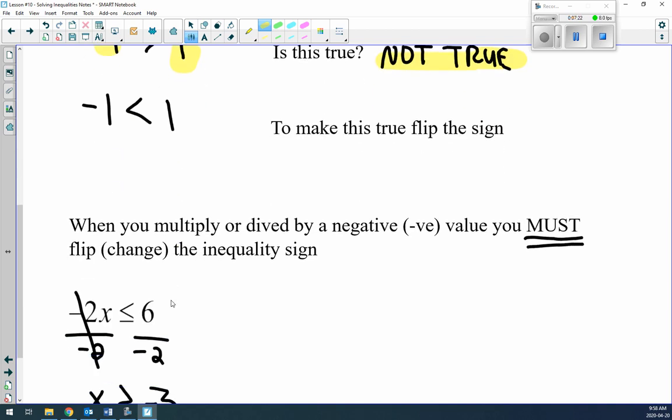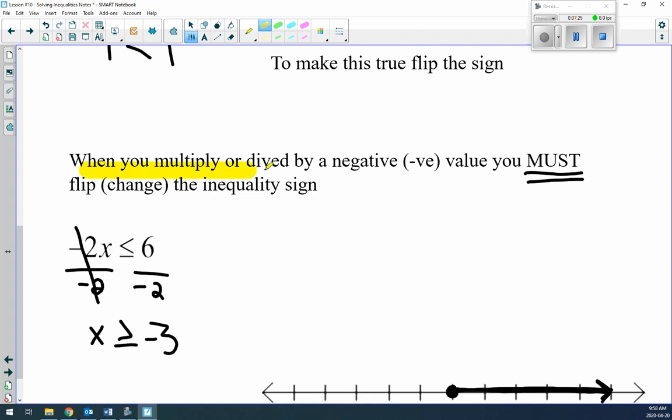Okay, so here's the rule. When you multiply or divide by a negative value, you must flip or change the inequality sign. That's the rule. Only when you multiply or divide by a negative, you switch the inequality sign.